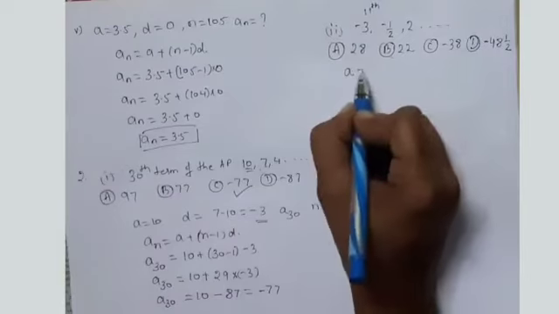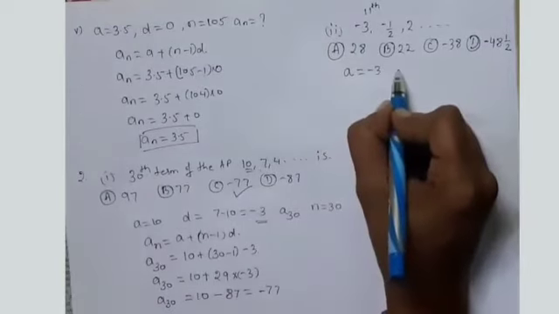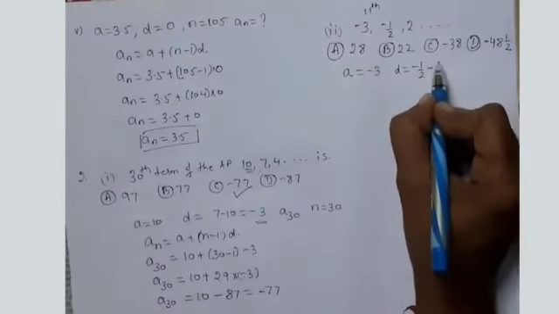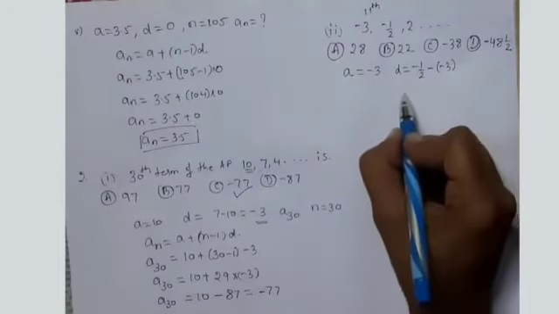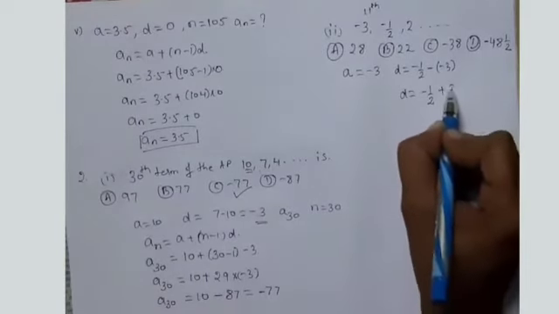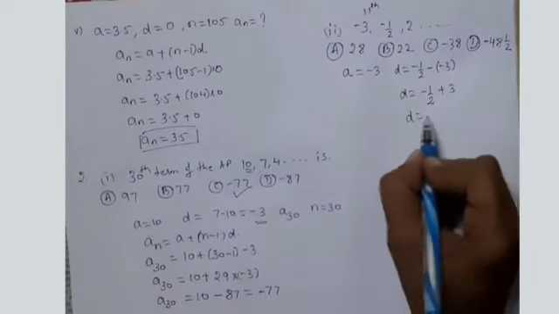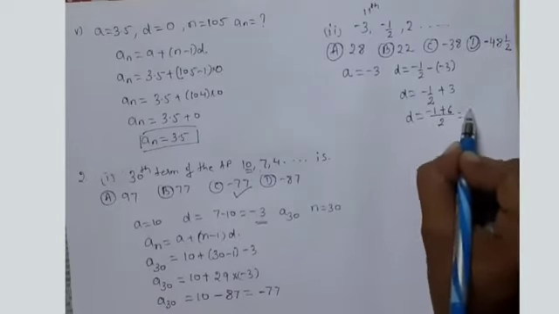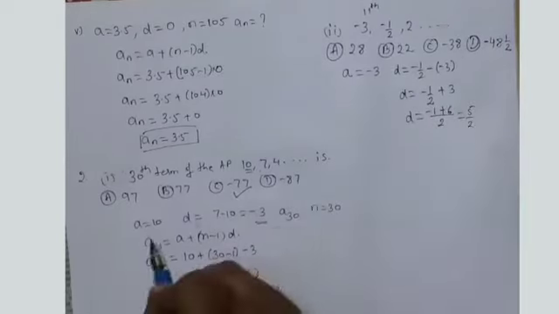What is the value of a? A is minus 3. What is d? D you have to find out. Minus 1 by 2 minus of minus 3. So find out d from here. Minus 1 by 2, minus into minus is plus 3. So d is equal to, 2 is the LCM. Minus 1, 3 2s are 6. So it will be 5 by 2. D is 5 by 2.